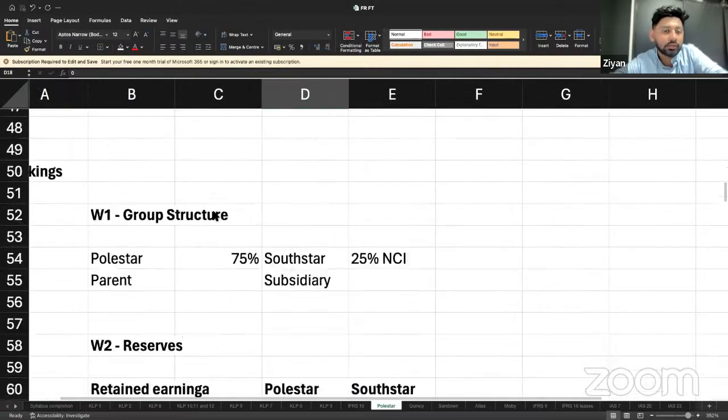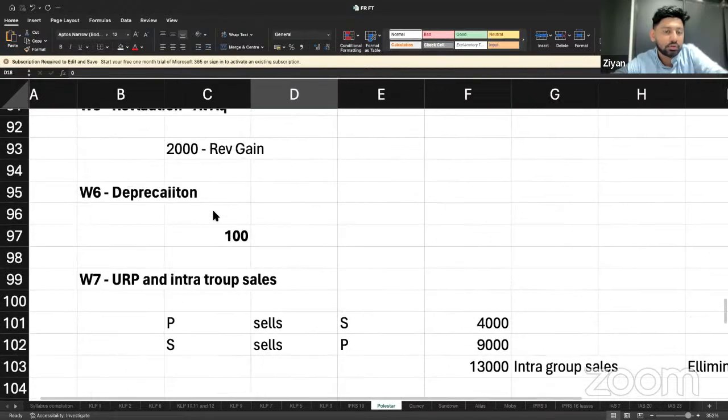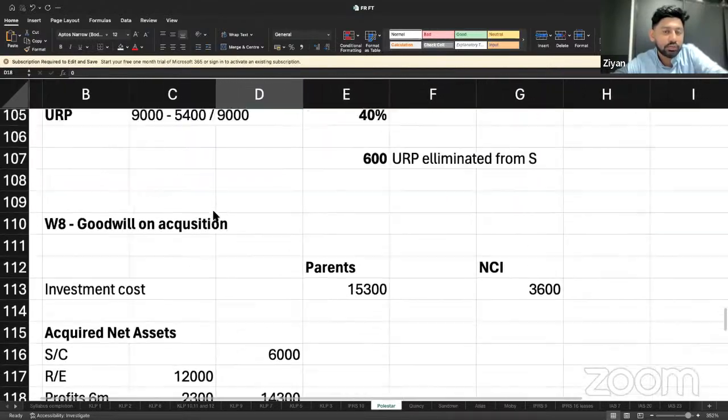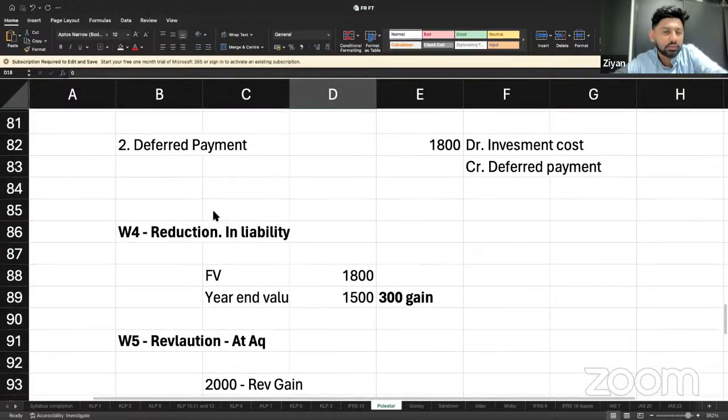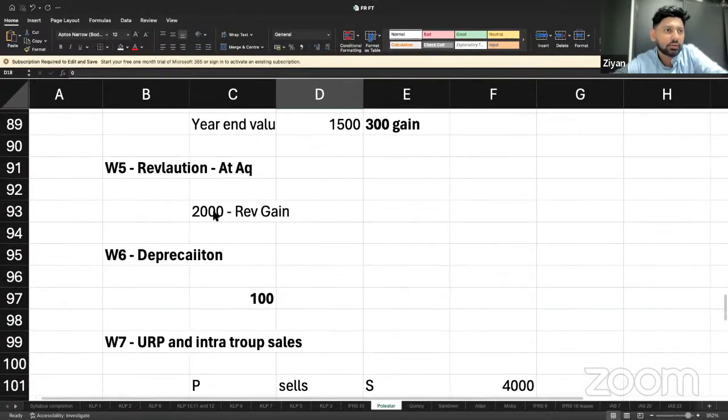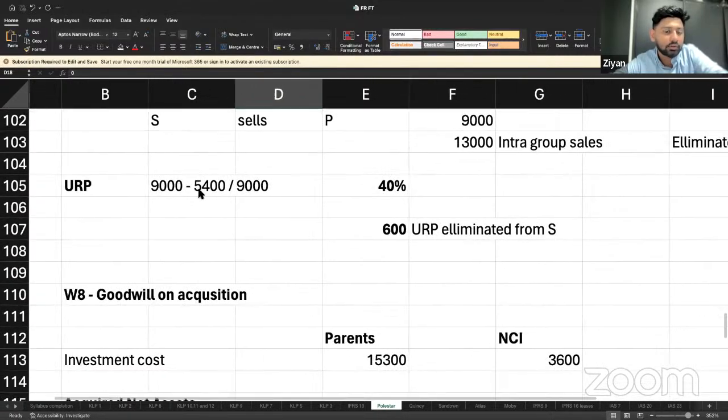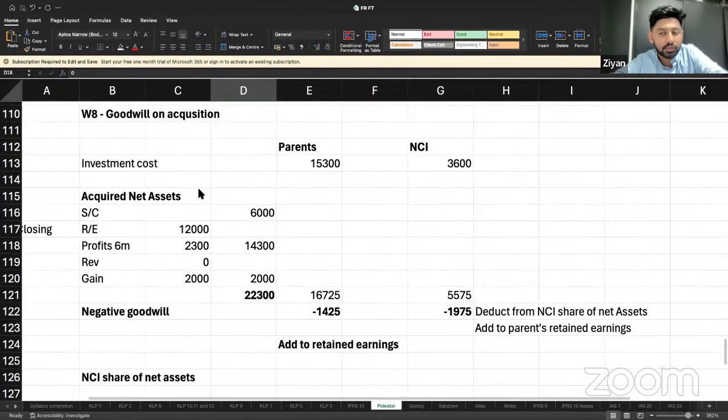Can you quickly copy it? Copy it and balance it. I'm sure until URP. Where did you copy? Until URP done? Goodwill is also done. Okay, you can copy goodwill.